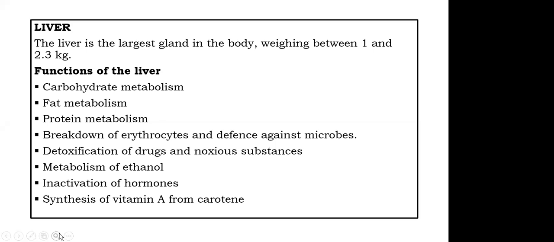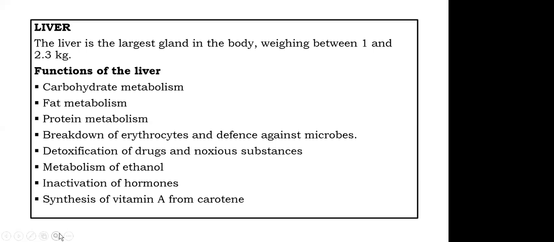Breakdown of erythrocytes and defense against microbes. The liver has Kupffer cells, which are nothing but macrophages that help in this function. And the other function is detoxification of drugs and noxious substances like alcohol, toxins produced by microbes, and other toxins. And metabolism of ethanol. This happens only after drinking alcohol. Okay. And inactivation of hormones.